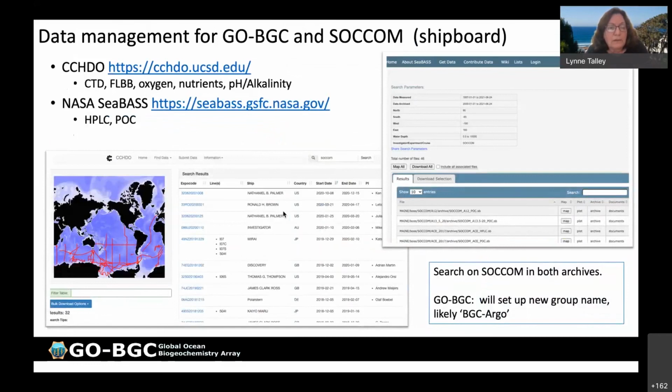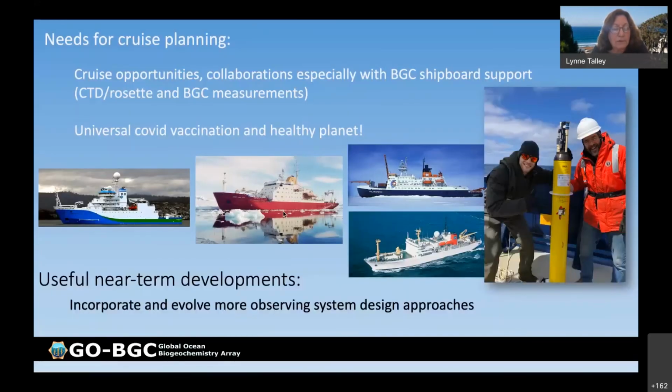We assemble the data sets. Sometimes it takes a long time because we may have many different measurement groups. And we archive the data at the CCHDO. That's a mouthful. There's a website. It's a cruise-based data management. If you go on to CCHDO and search for SOCOM, you'll find all the cruises where we've archived data. There's a nice map there in the bottom. And we archive the HPLC, POC, and FLBB data at NASA SeaBASS. I'm sure other countries have different data management for shipboard data.